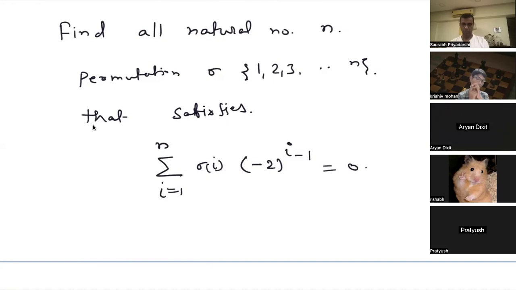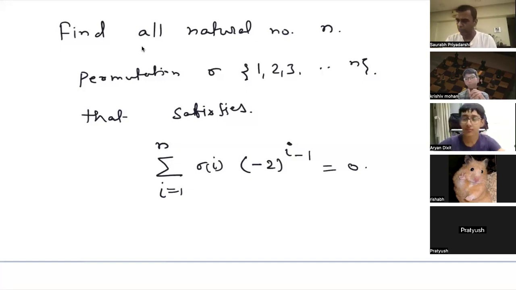Sir, I went to the washroom for a while, could you please explain the question? Find all natural numbers n, permutation sigma of 1, 2, 3, 4 up to n, that satisfy this condition: sigma i into minus 2 to the power i minus 1, is equal to 0. Okay sir, so what is sigma here? It is just a notation, a number mapping.